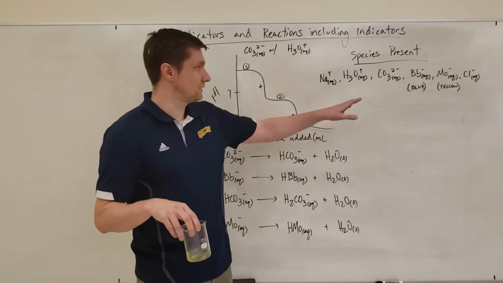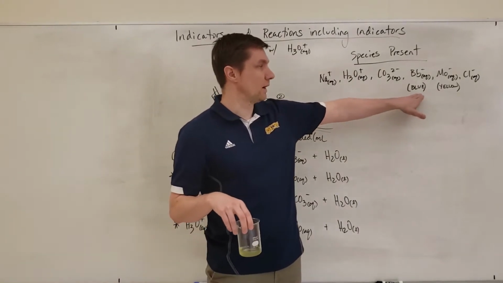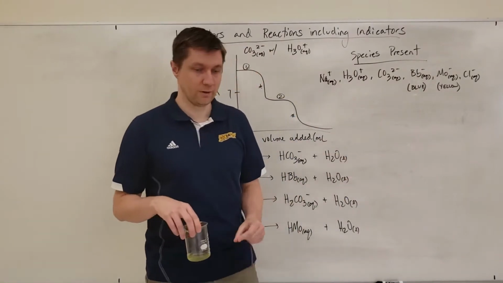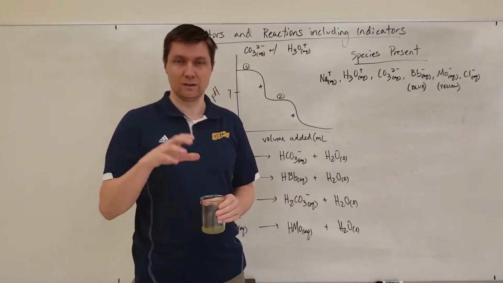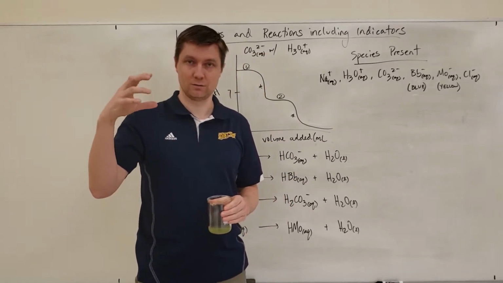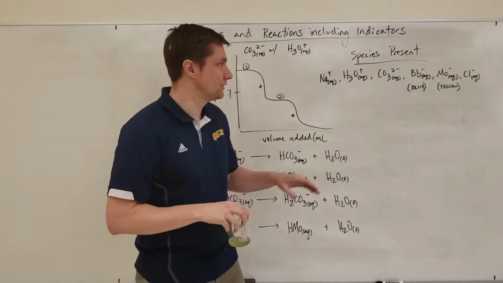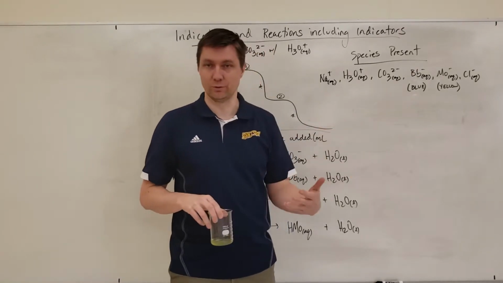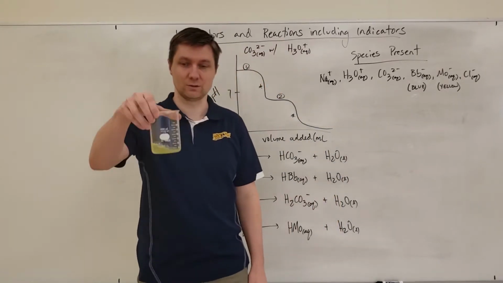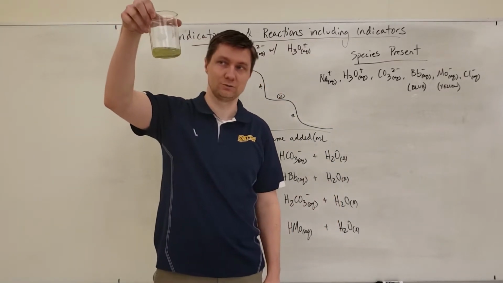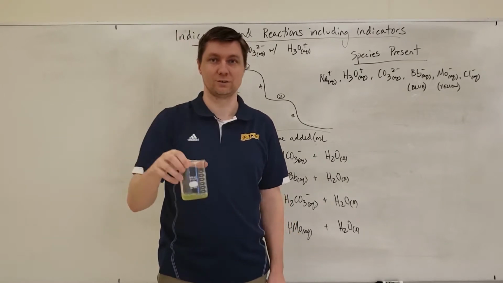And as you can see, I've listed up here Bb minus ions. If you take a look in your data booklet on the acid-base indicator chart, you can see that Bb minus ions are blue, and you can see that MO minus ions are yellow. And so a mixture of those two present in the solution would show us to have a green solution.